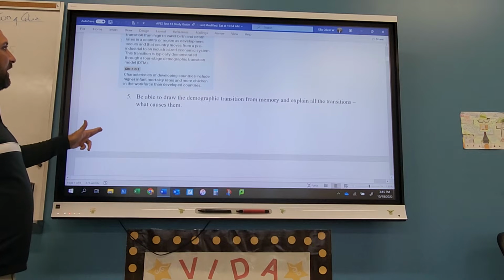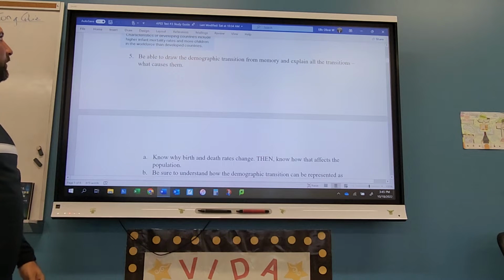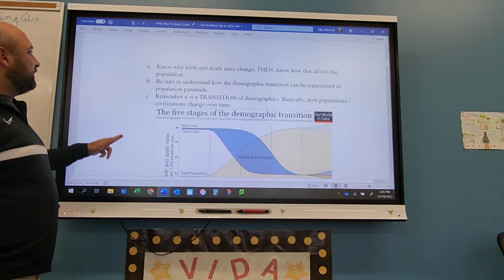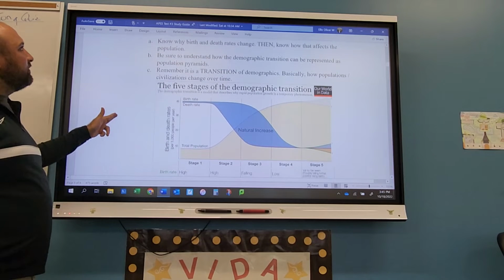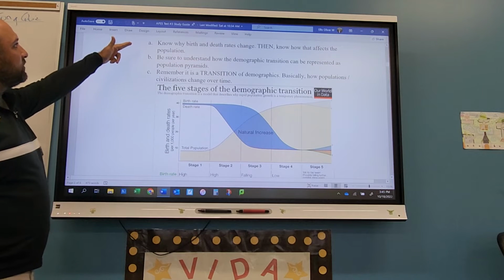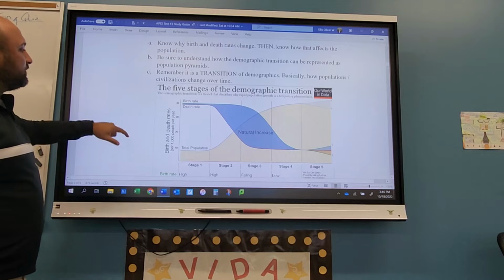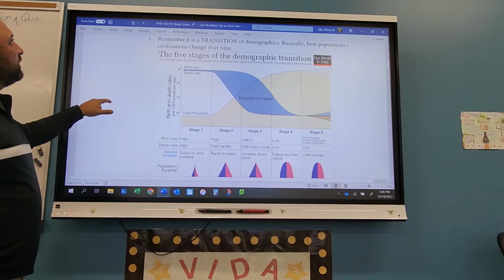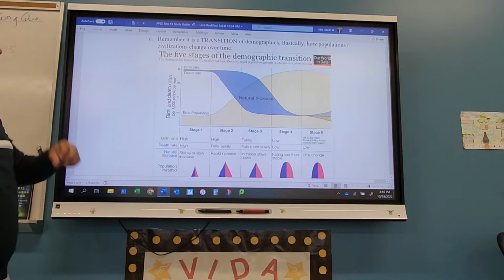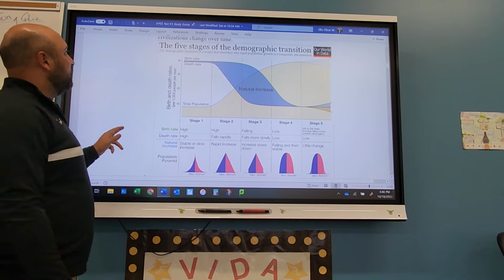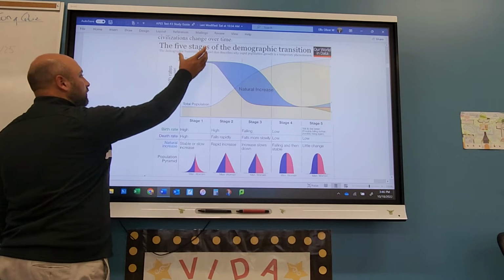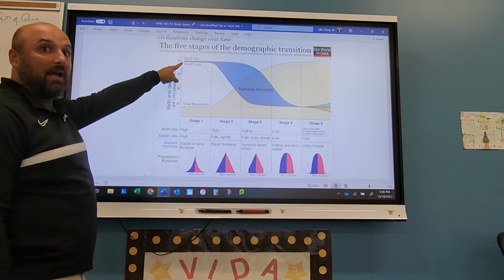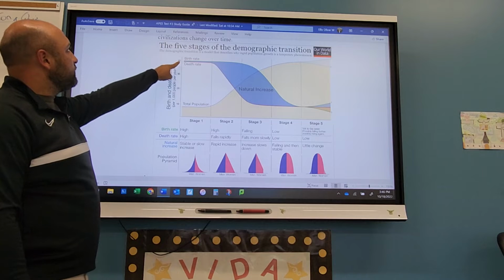Now, moving down to the demographic transition, be able to draw it from memory and explain all the transitions and what causes them. All right, if we take a look right here, we have the 5 stages of the demographic transition. You got to know why birth and death rates change and understand how it links to the population pyramids at the bottom. And remember, there is a transition of demographics, basically how populations and civilizations change over time. So looking over here, we have our initial, we'll call them pre-industrial civilization with high birth rates and high death rates, right? Kids often die, so you got to have lots and lots of kids. So therefore, they'll start pretty high.